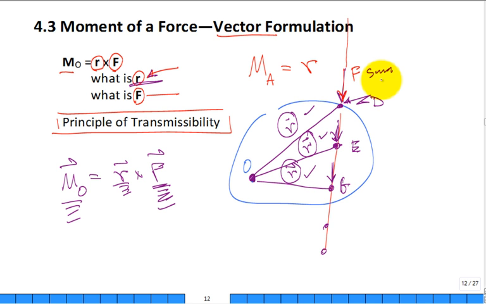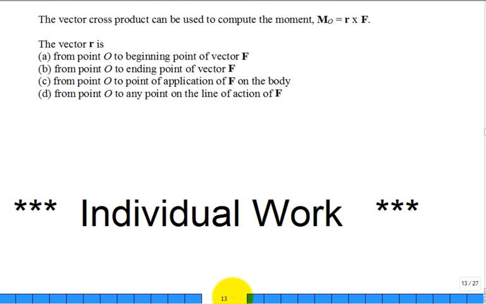They give you the same answer. They'll give you the same moment. Meaning that the force is transmissible along its line of action. So you may move it conceptually to a more convenient spot in order to do a moment calculation, to do it even with the cross product. All right? Okay, this is individual work here.